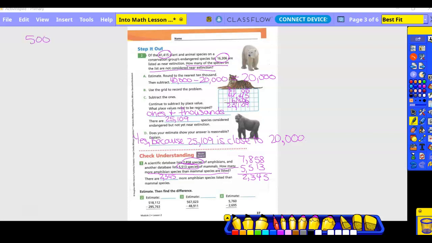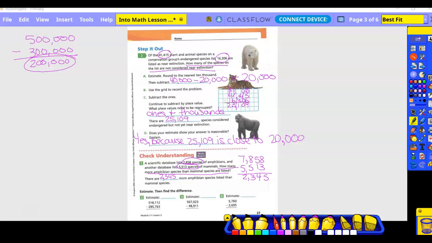500,000. Minus, is it going to be 200,000 or 300,000? 300,000. And what's the difference? 200,000, right? Okay. Now, the actual problem.